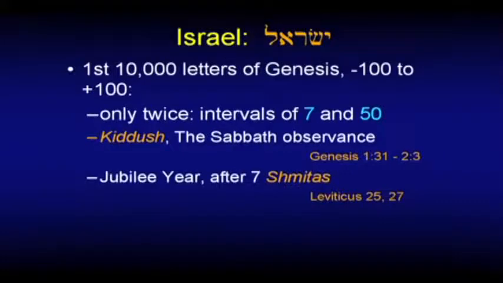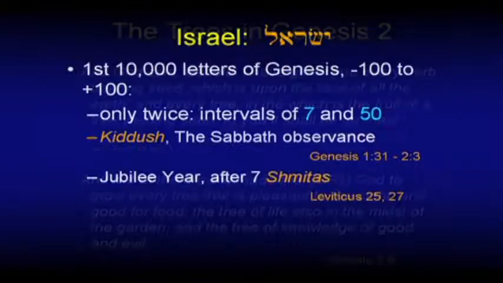The word Israel itself, in the first 10,000 letters of Genesis, dealing only in spaces of less than 100, from minus 100 to plus 100, it only occurs twice. It has an encryption at the intervals of 7 and 50. Now, to a Jew, that's surprising. Why 7 and 50? Because the Sabbath observance in Genesis 1, and the Jubilee are after 7 shmittas.